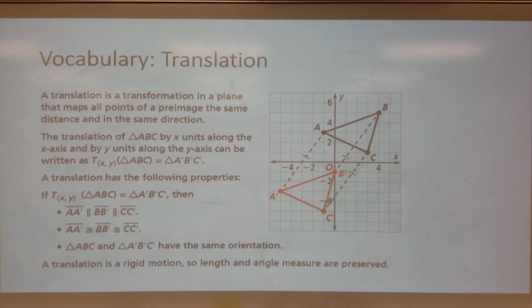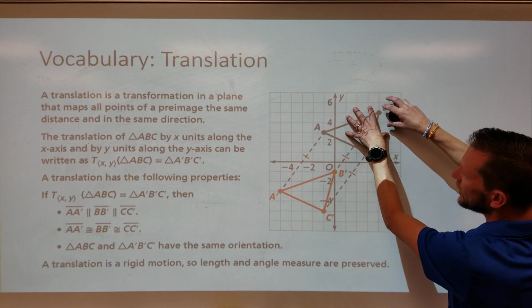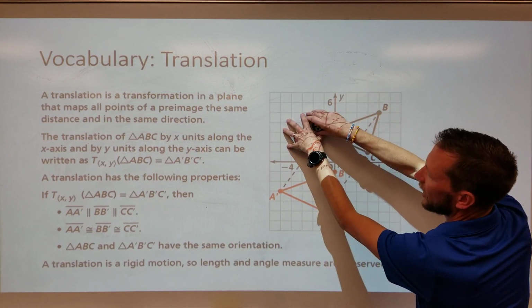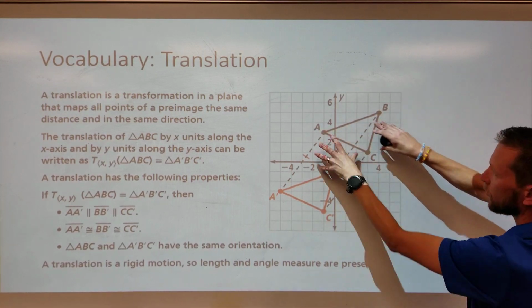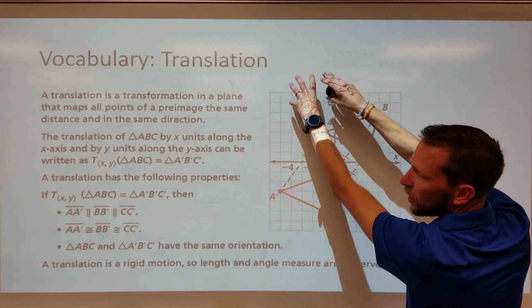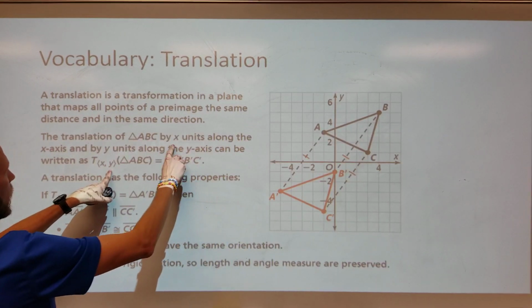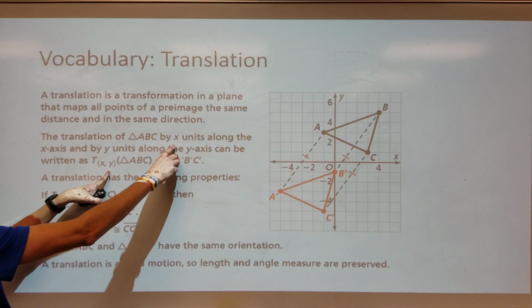Here is some key vocabulary on a translation. Basically, what we're doing is taking these points, A, B, and C, and shifting them diagonally, which is basically a left and a down in this particular picture. Maybe we'll go right and down, or right and up, or left and up. And that is how we would map this out: we would say the triangle ABC is translated by X units along the X axis.